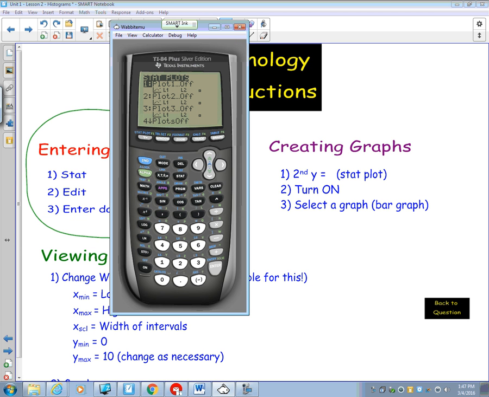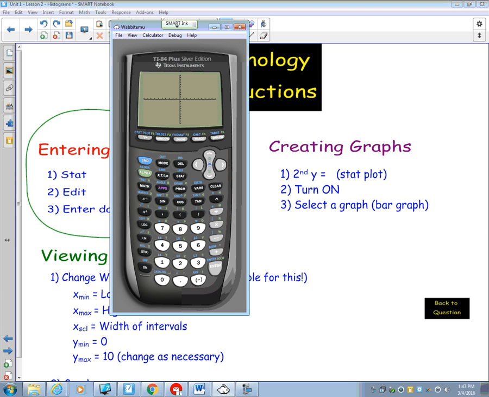Plot number 1. Now, if you notice, plot 1 says off. If I press enter, I go into it, I want to turn it on. I need to highlight the on part. Okay, for my type, I got to choose the graph I want. I want a bar graph, which is over here to the right. Again, I need to highlight it, so I got to press enter. If I were to press graph right now, I don't actually get anything. The problem is that the graph is set up for graphing, like y equals kind of questions.